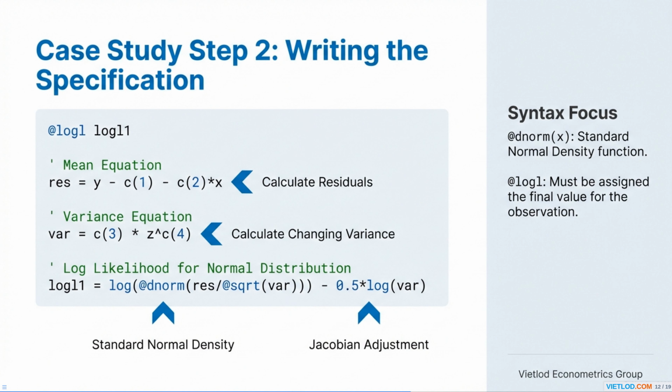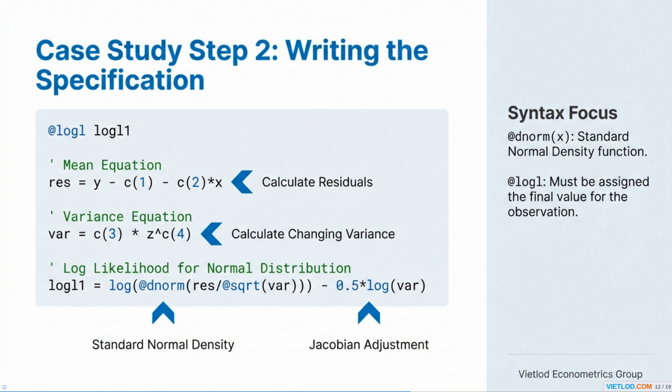First, we declare the objective series using @logl logl1. This tells EViews that the series logl1 will contain the log likelihood contribution for each observation. Next, we code the mean equation. We create an intermediate series called res to hold the residuals from our regression. Res equals y minus c1 minus c2 times x.